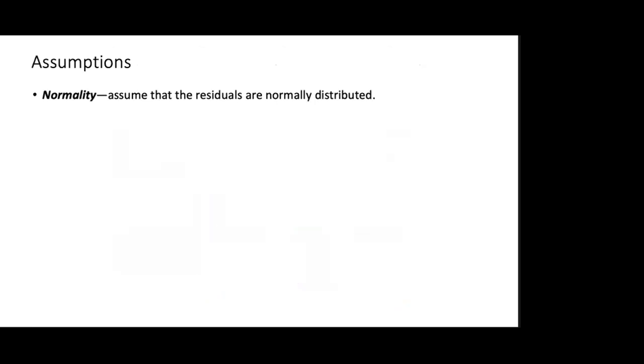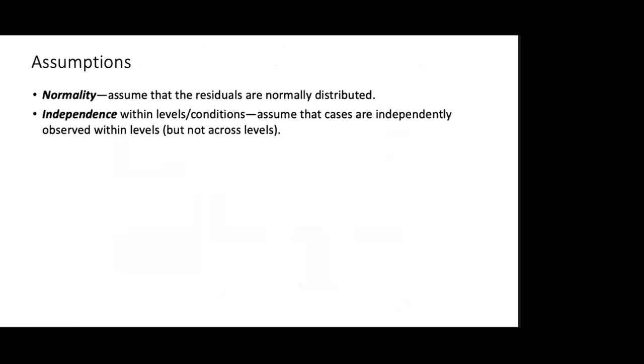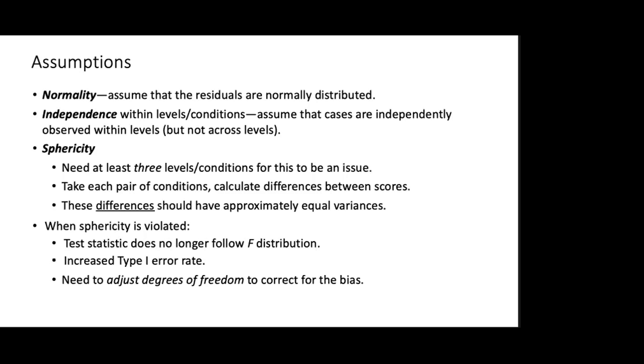Okay, so assumptions are mostly the same as for regular ANOVA. The only thing that's different is that we have one additional assumption, called sphericity. In order for sphericity to be an issue, we need to have at least 3 levels for a factor. So if you have, for example, a 2 by 2 ANOVA or 2 by 2 by 2 repeated measures ANOVA, you don't have to worry about sphericity. Only if you have at least one factor that has more than 2 levels do you have to worry about the sphericity assumption. And what is meant by this sphericity assumption? It basically means that if you take each pair of conditions, right?